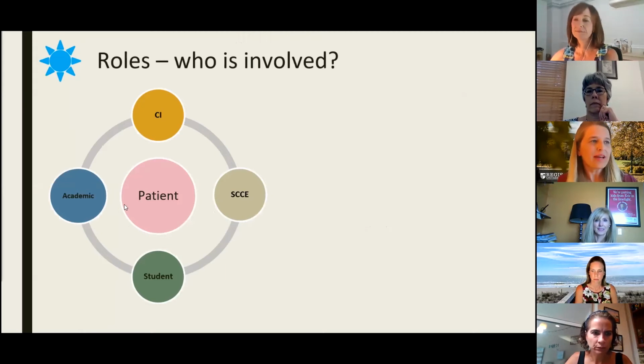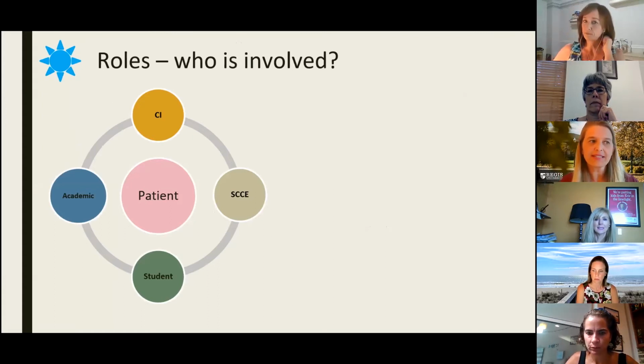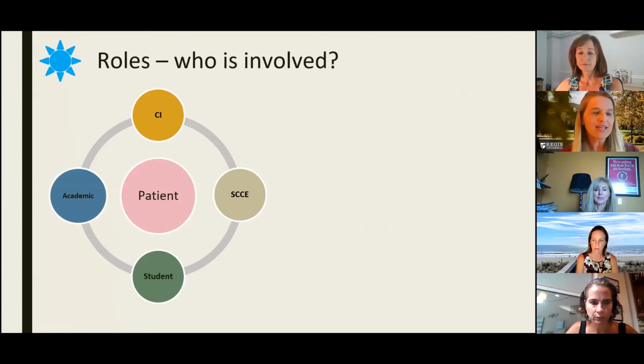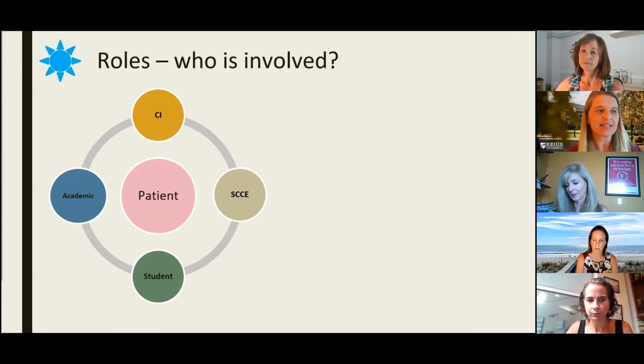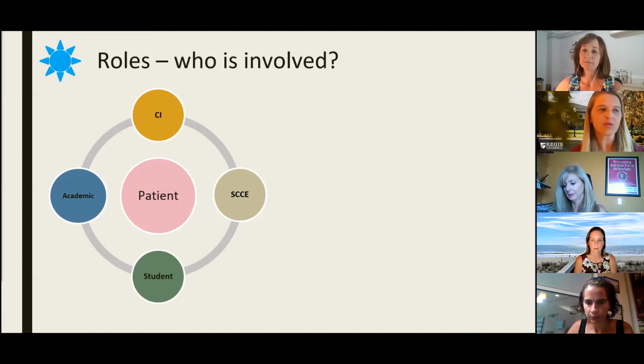Great, so we have two images for you to consider to demonstrate the basic roles of the players in clinical education. For those of you who have taken the APTA CI credentialing course, this diagram should look familiar to you. So here in this first model is a visual of the traditional one student to one CI model. Notice the patient is in the center with the academic institution, the CI, the SCCE, and the student all supporting the focus onto this patient.